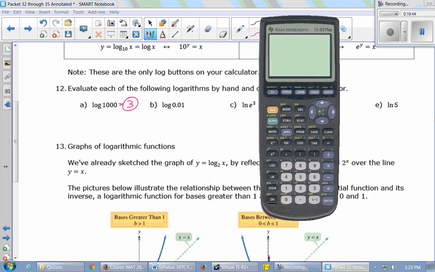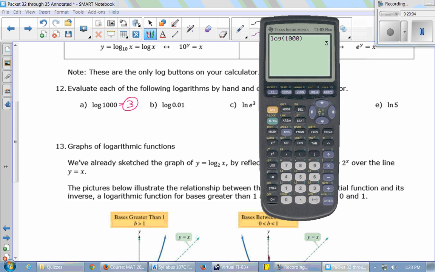So the log button is over on the left here. If you have a scientific calculator, that should also be on there. Log of 1,000. Yep, 3. Okay. All right, let's try in our heads to do the log of 0.01.